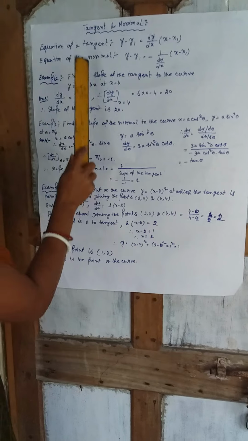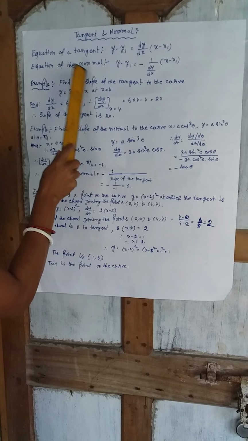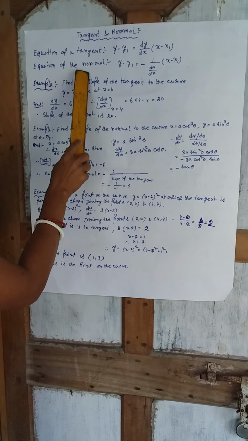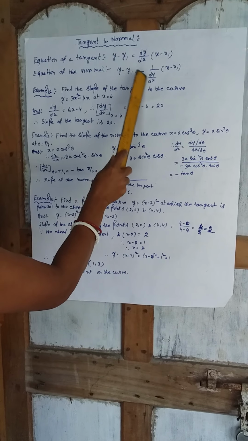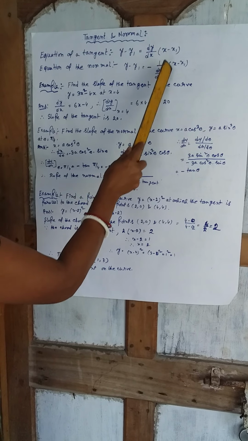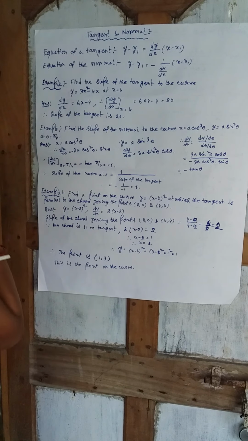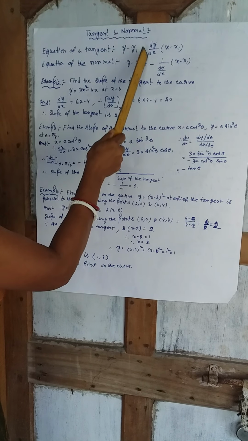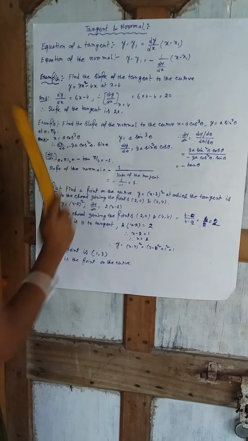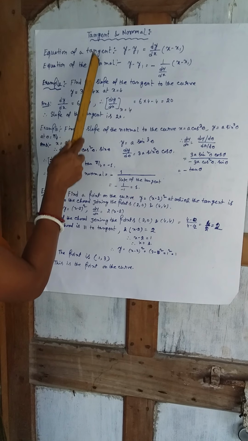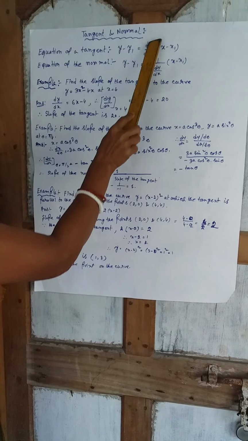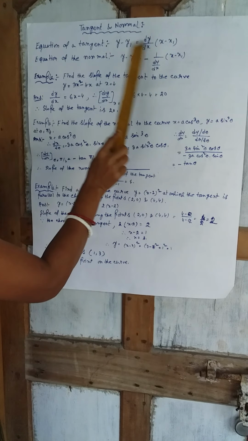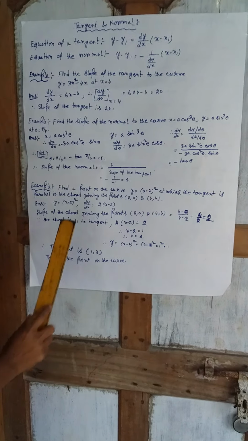What is normal? Normal is perpendicular to the tangent. Therefore the equation of the normal is y minus y1 equal to minus 1 by dy/dx into x minus x1. Since we know that m1 into m2 equal to minus 1, since tangent and normal are perpendicular, the slope would be what? In place of dy/dx it would be minus 1 by dy/dx.